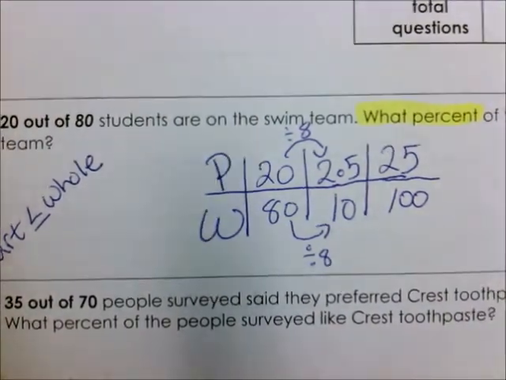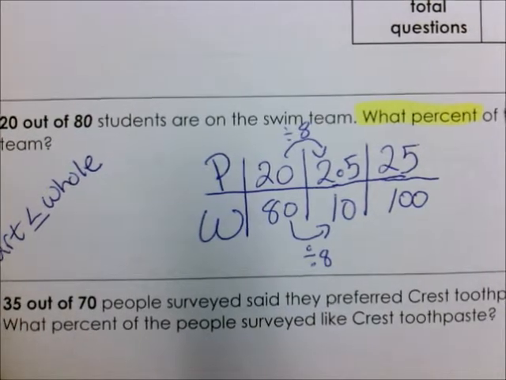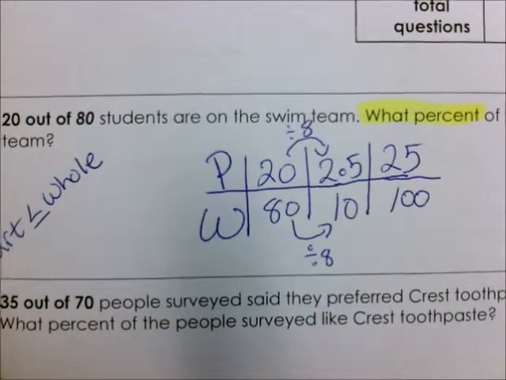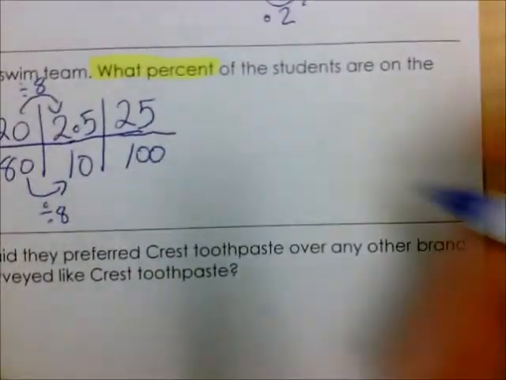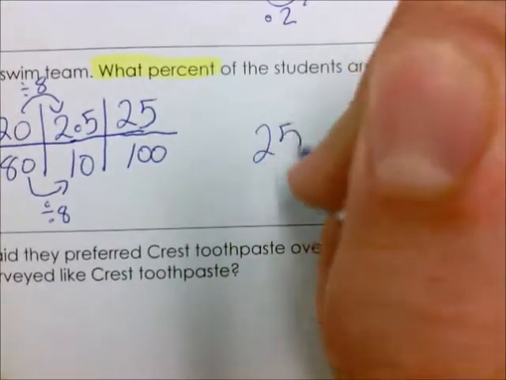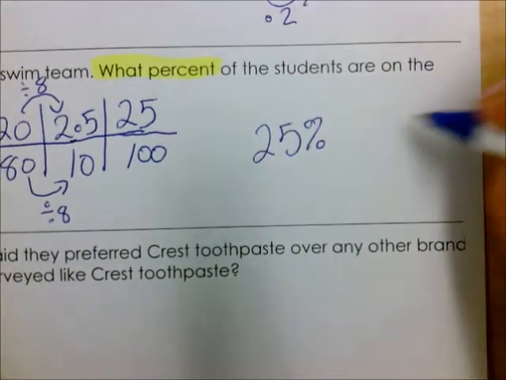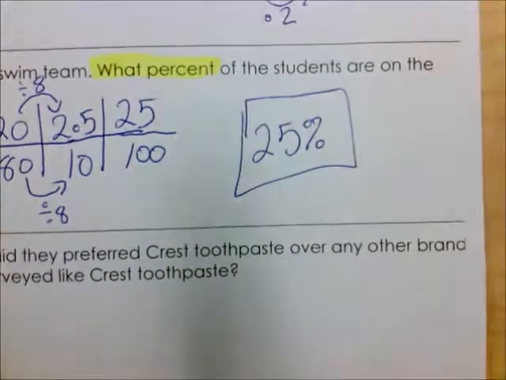Now, I cannot just leave my answer in a ratio table. This is all the work, but I need to figure out the actual answer. And it said, what percent of the students are on the swim team? The answer is going to be 25%. And I just kind of boxed that out there.